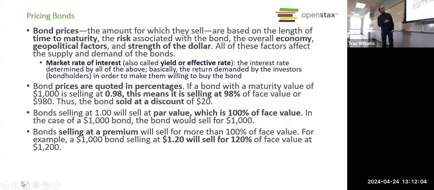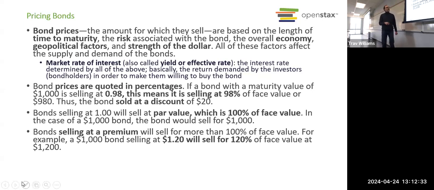Right, so what else did we talk about? We talked about how bond prices are influenced by a number of factors. But one of the most important factors is the market interest rate. So as the market interest rate goes up, what happens to bond prices? They go down. Exactly. And if the market interest rates go down, bond prices go up. Okay.